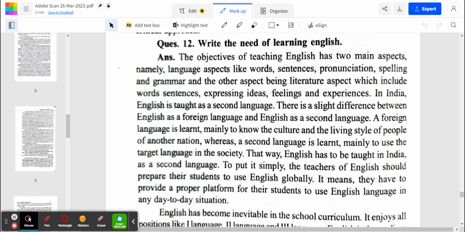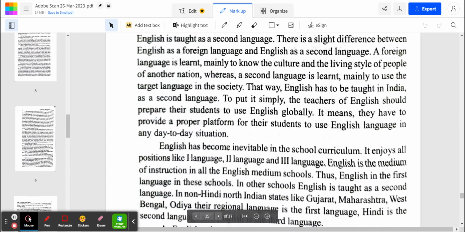The way English has to be taught in India as a second language, put simply, is that the teacher of English should prepare the students to use English globally. It means they have to provide a proper platform for their students to use the English language in any day-to-day situation.